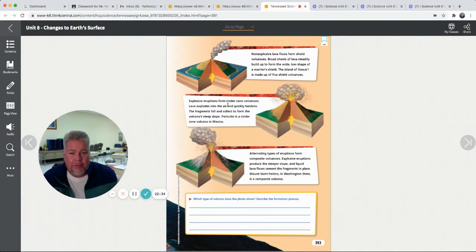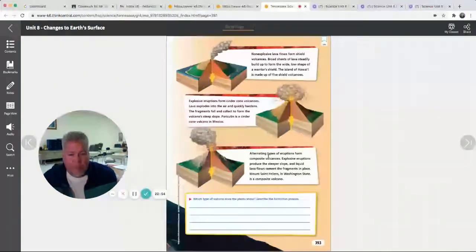Explosive eruptions form cinder cone volcanoes. Lava explodes into the air and quickly hardens. Fragments fall and collect to form the volcano's steep slope. Paricutin is a cinder cone volcano in Mexico.